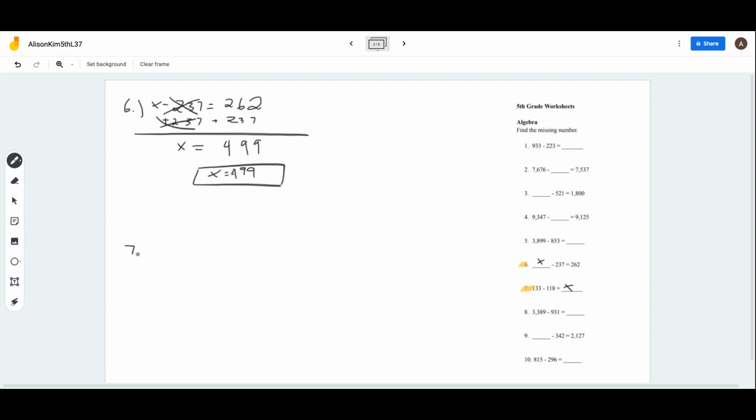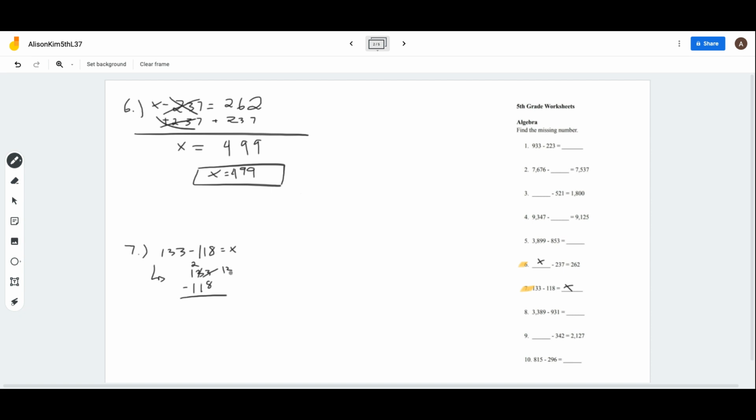As for number 7, we get 133 minus 118, and the only thing that we're missing is our difference, so all we're going to do is regularly subtract. So 133 minus 118. As we can see here, the 3 is less than the 8, so we're going to borrow from the 10s place. So this 3 is going to become a 2, and this 3 is going to become a 13, because we're adding a 10 to the 3.